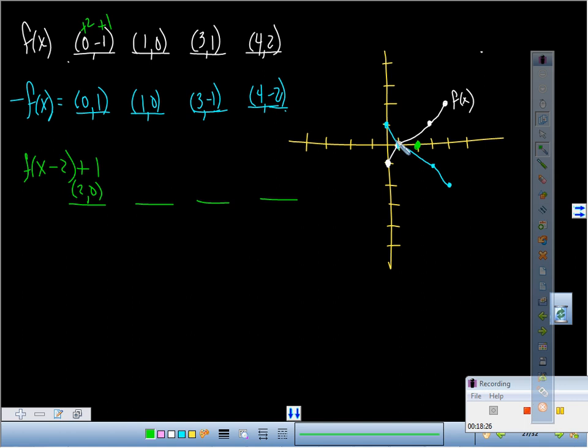If you wanted to do this one, you could go right 2 and up 1. And there I am. Or you can go plus 2 and plus 1. 3, 1. What's the next point? 5, 2. What's the next point?